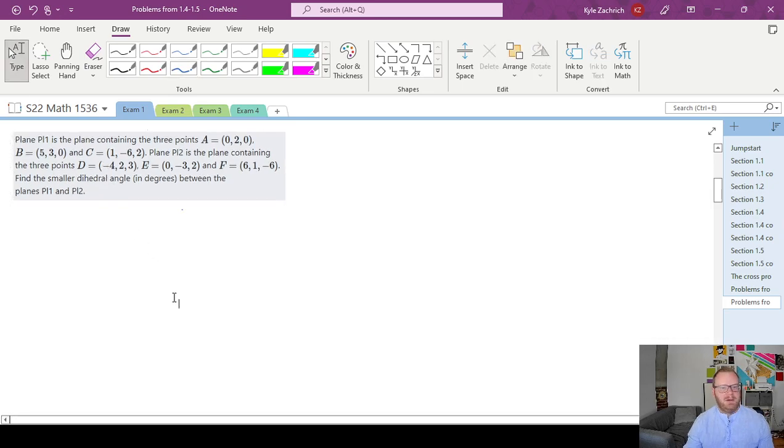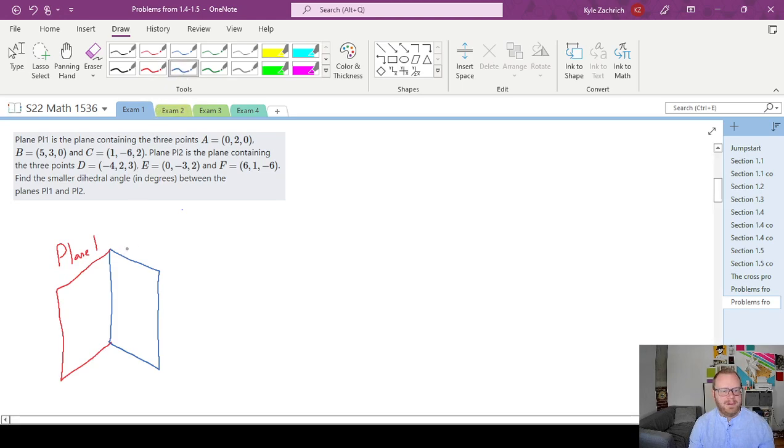This one says plane 1 is the plane containing these 3 points, and plane 2 is the plane containing DEF. Find the smaller dihedral angle between plane 1 and plane 2. Again, I'm going to draw a very abstract picture here to talk about these 2 planes. I'll call this plane 1, and I'll call this plane 2. Remember, when they say the smaller dihedral angle, it may be this one here, but it may be the supplement of that. So we'll keep that in mind. If we get something like 120 degrees, then we'll know that we want to subtract that from 180.